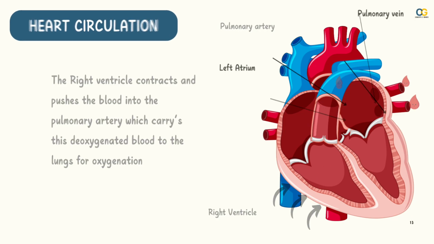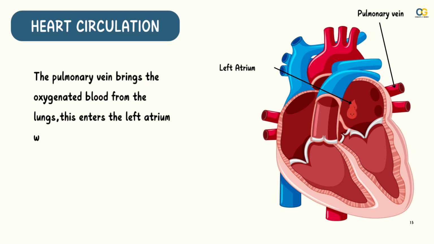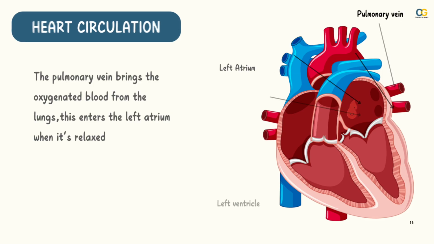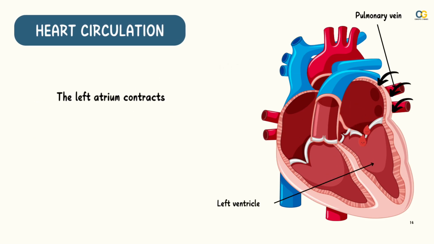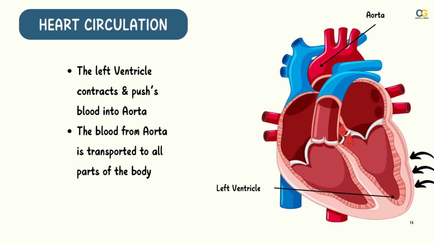The pulmonary vein brings the oxygenated blood from the lungs, and this enters the left atrium when it is relaxed. So similarly, pulmonary vein is the only vein that carries oxygenated blood. The left atrium contracts and pushes the blood into the left ventricle. The left ventricle again contracts and pushes this blood into the aorta. The blood from the aorta is transported to all parts of the body.